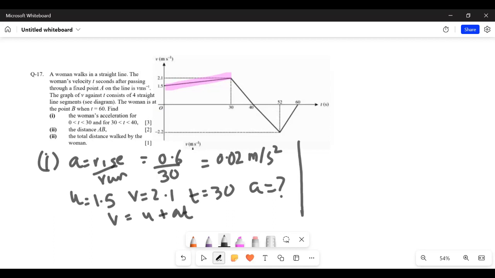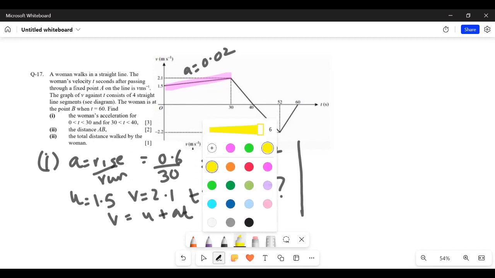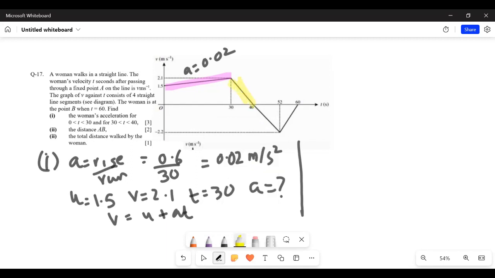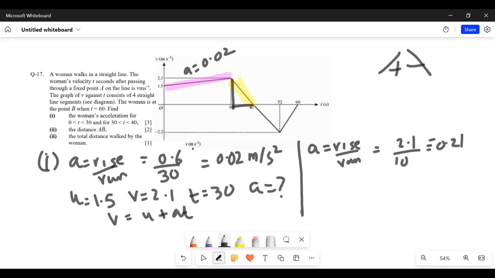For the next part we have to find the acceleration again. Okay, this acceleration came out to be 0.02. For the next part again I am going to use rise over run, but with the final answer I am going to use a negative sign because it's a falling slope. A positive slope looks like this, negative slopes look like this. So a is rise over run again, which is, rise is 2.1, change in y, x is 10, so it's 0.21 but with a negative sign because it's a falling line, right? So acceleration is negative 0.21 meters per second square. This is negative 0.21.